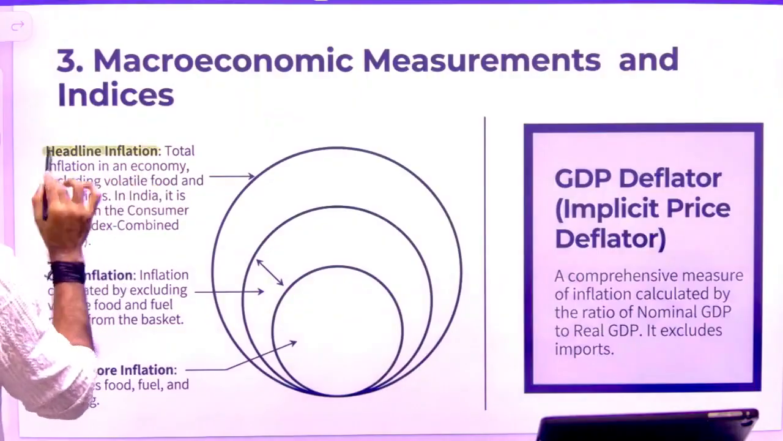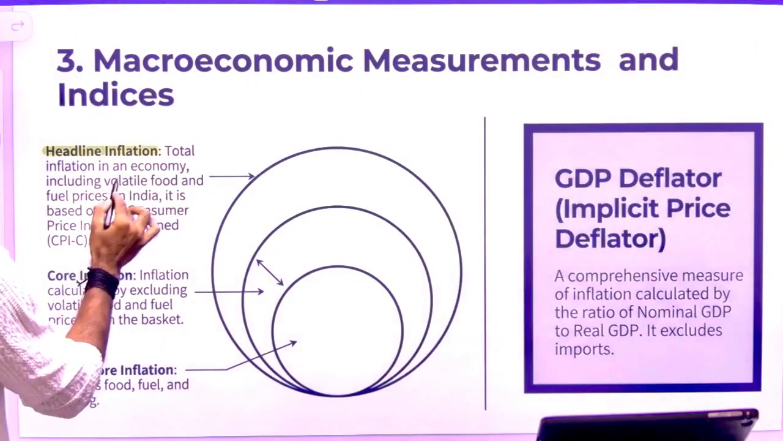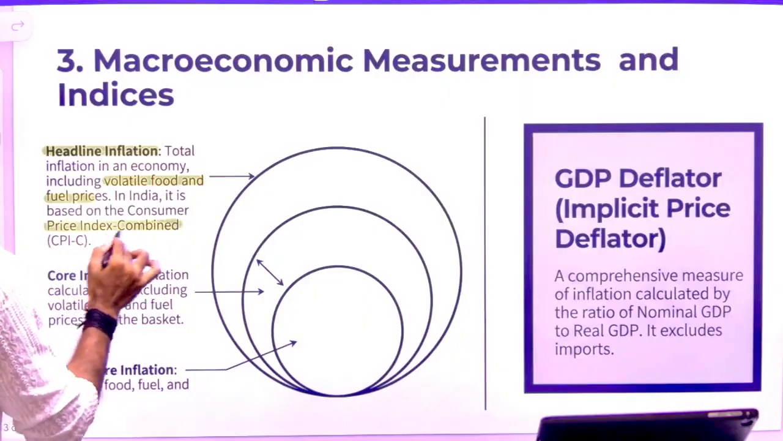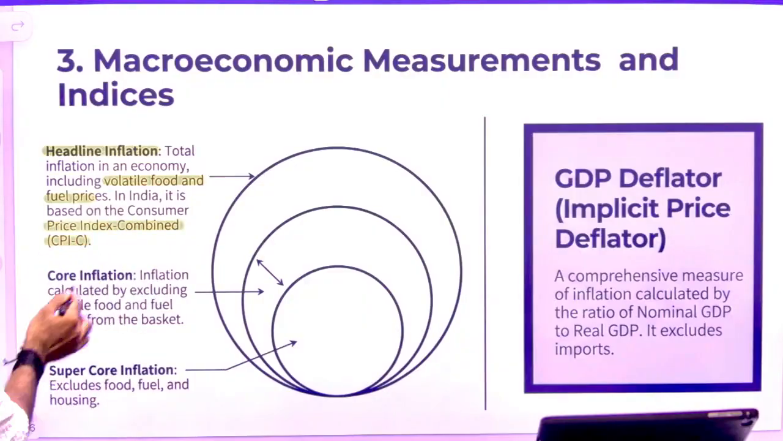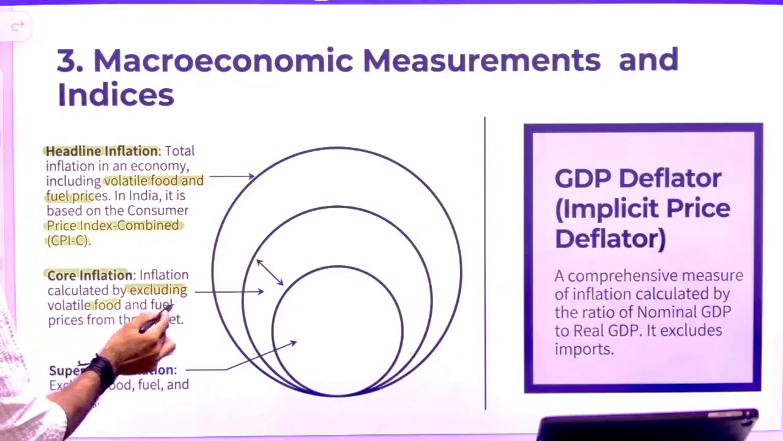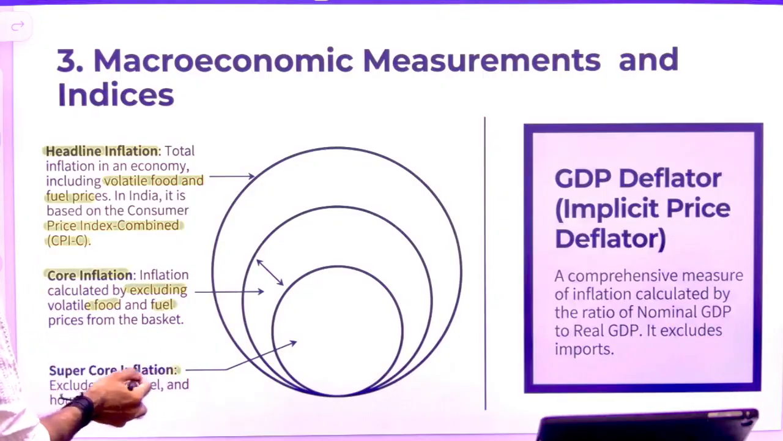Headline inflation is total inflation in any economy, including volatile food and fuel. And in India, it is CPI. We have covered what is CPI. What is core inflation? Core inflation excludes food and fuel. Then there is one more concept, super core. Super core excludes food, fuel and housing. So there is one more component, that is housing. That is the concept of headline, core and super core.